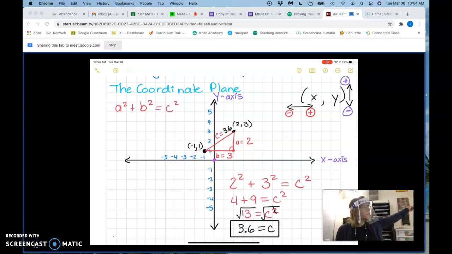Okay, so this is what we got for our answer. We all got that C equals 3.6. And you could just say units or squares because there's no inches or feet on this one.